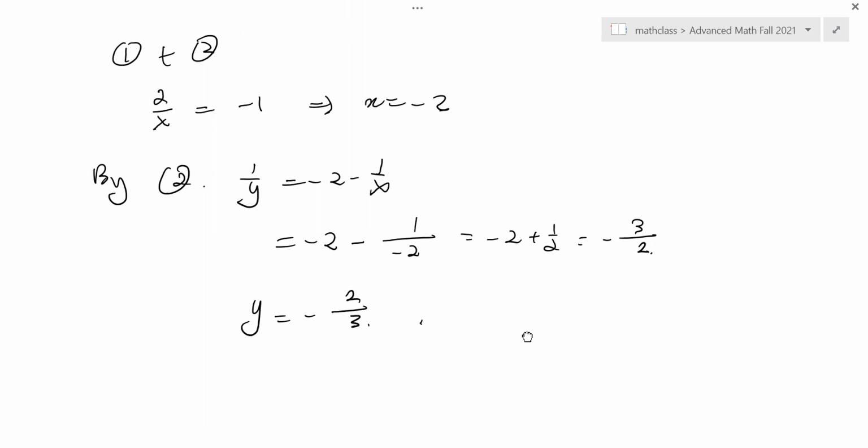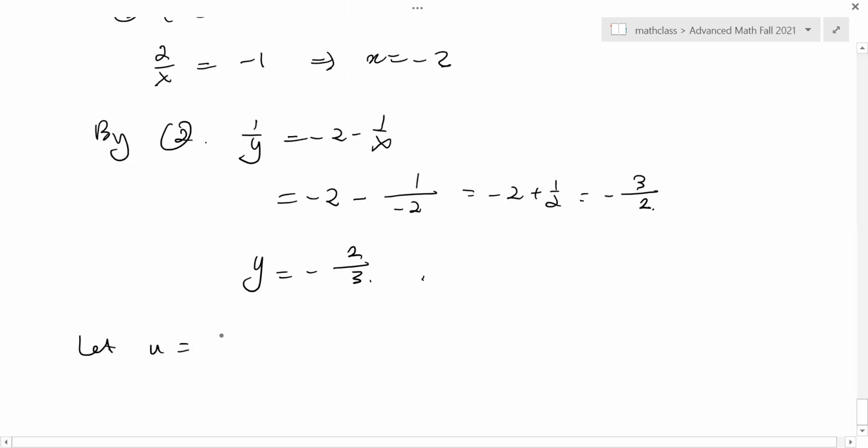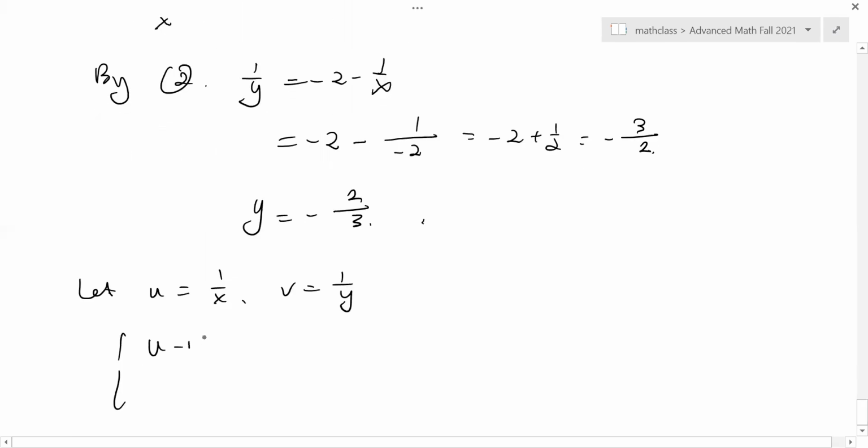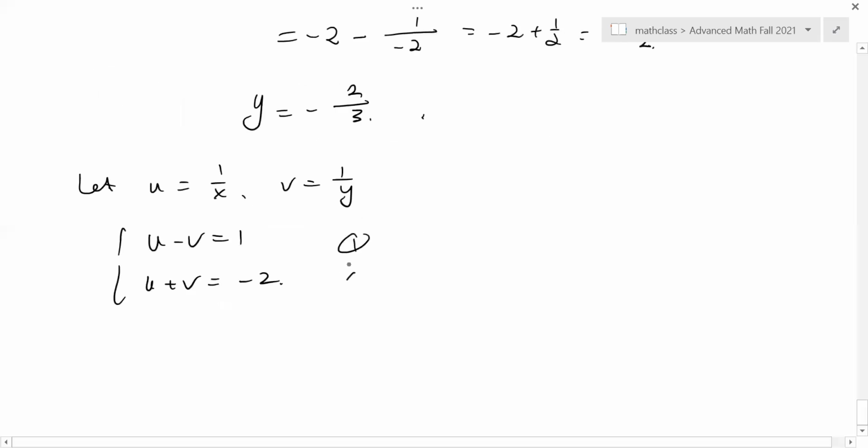Now you can also use a substitution. Let u be 1 over x, v be 1 over y. Then you find u and v. So u minus v equals 1, u plus v equals negative 2. Once you solve for u and v, you can get x and y because that's just a reciprocal. It actually looks better if you do it like that. So equation 1 plus equation 2: 2u equals negative 1. The negative v and positive v cancel out, and u equals negative 1/2.